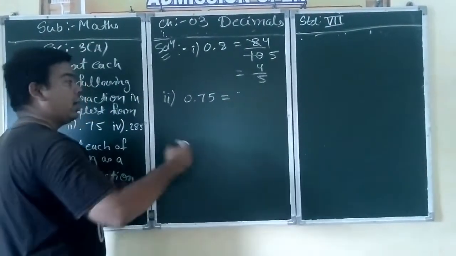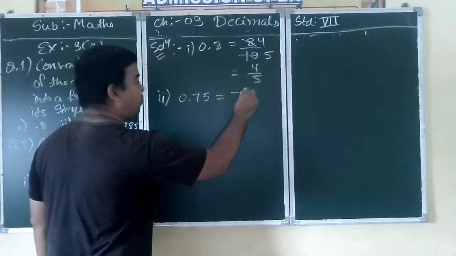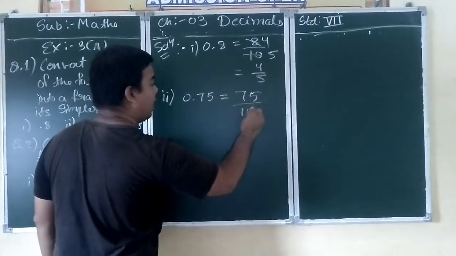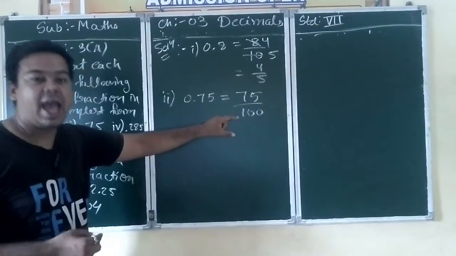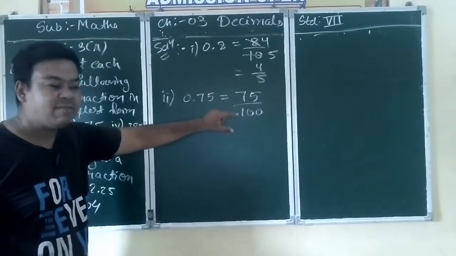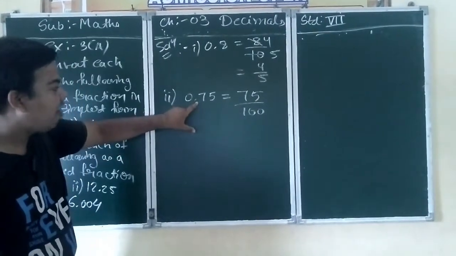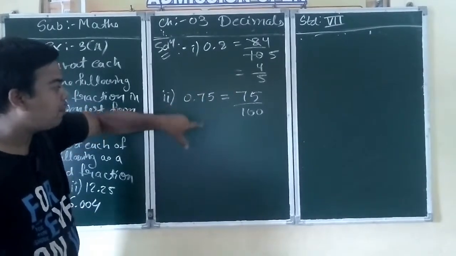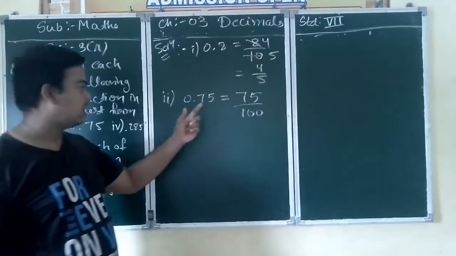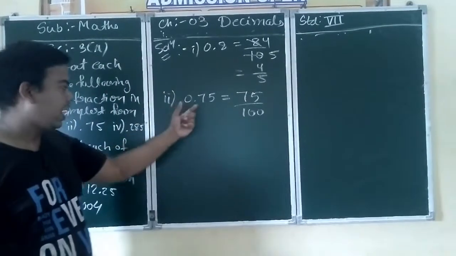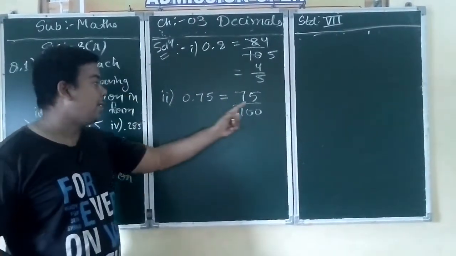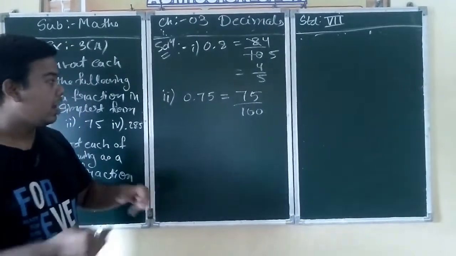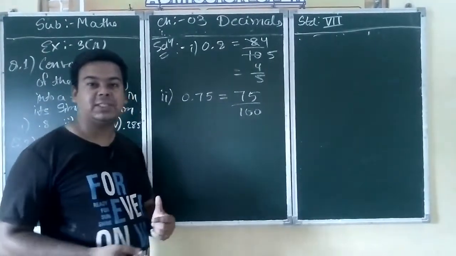Write it as a fraction, 75 by 100. Why do I write 100 here? 75 by 100 because after the decimal point, the decimal part is only two places, two decimal places, meaning tens and hundreds. So 75 by 100. Now we change it into the simplest form.